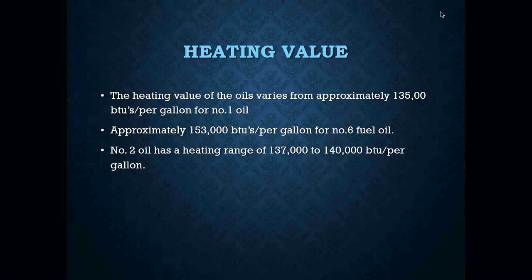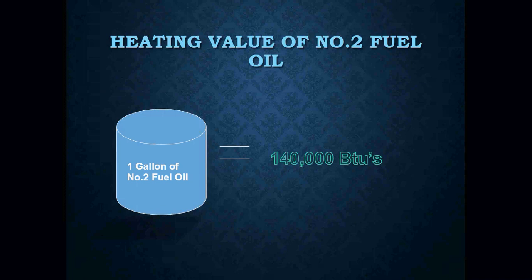Number 2 heating oil has a range of anywhere between 137,000 and 140,000 BTUs per gallon. But since we're dealing with number 2 fuel oil the most, when we do a lot of oil calculations and things like that, we usually just use the 140,000 BTUs per gallon. So for number 2 heating oil, we always want to say that number 2 fuel oil has 140,000 BTUs per gallon. That's the number that we use.